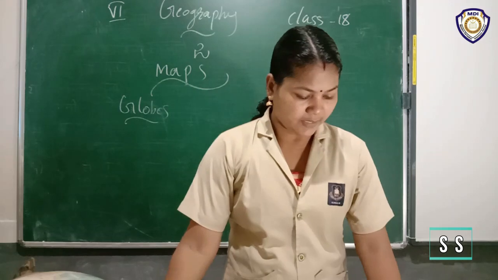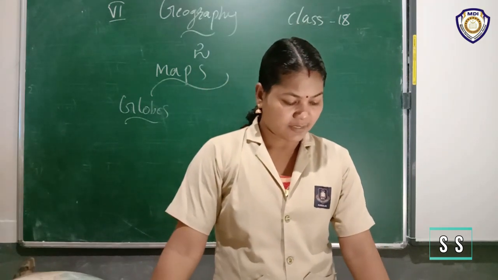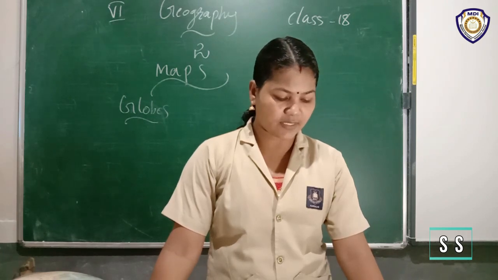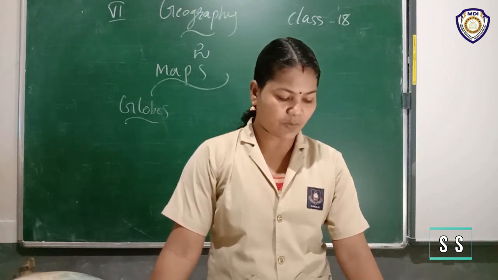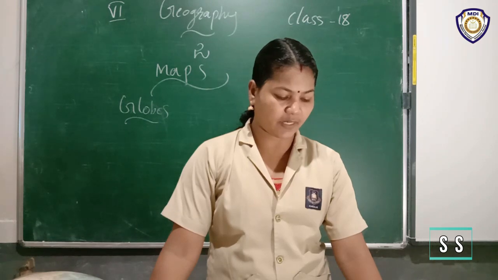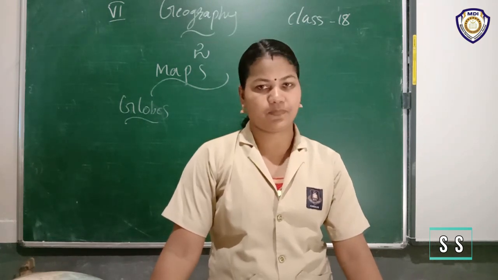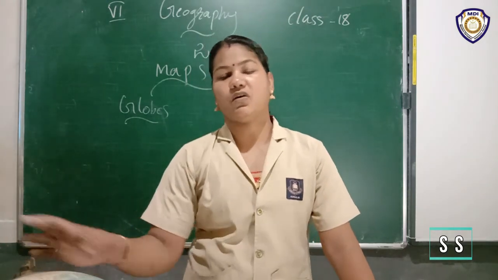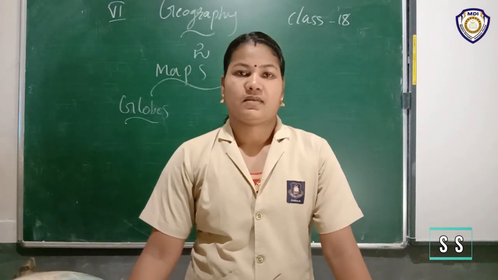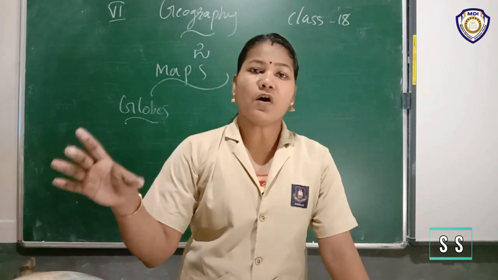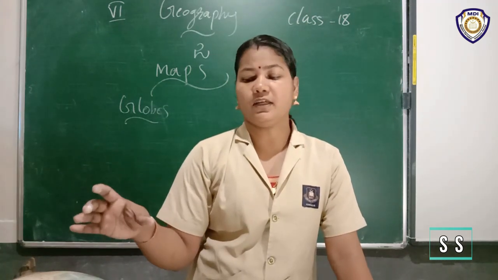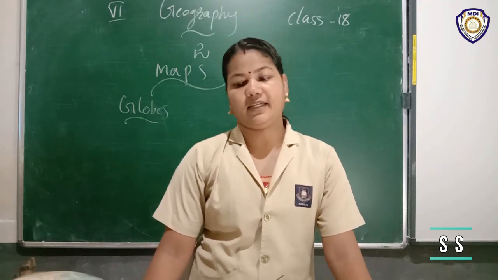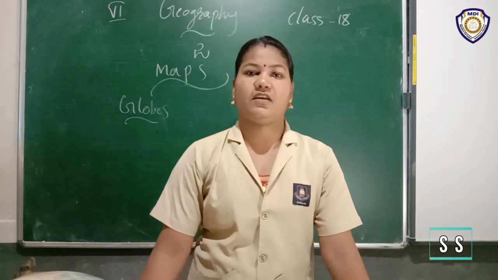Their sizes are shown on a reduced scale, but details like small towns and villages of a country cannot be shown on a globe. Listen, when we look at a globe, we can see the oceans and continents. Globe is a small model of the earth. That's why we can identify the land area and the water area, that means continents and oceans.